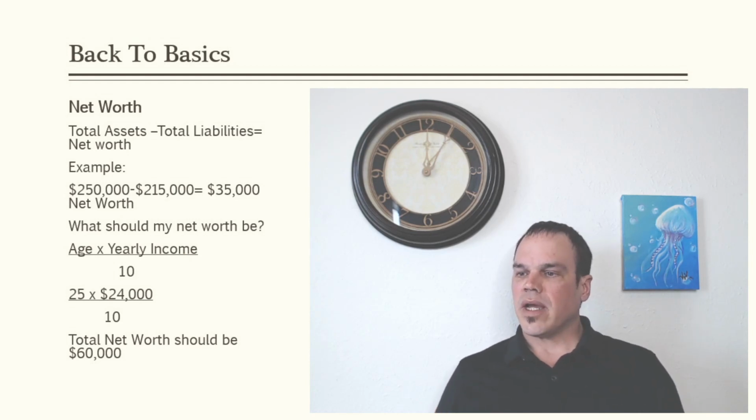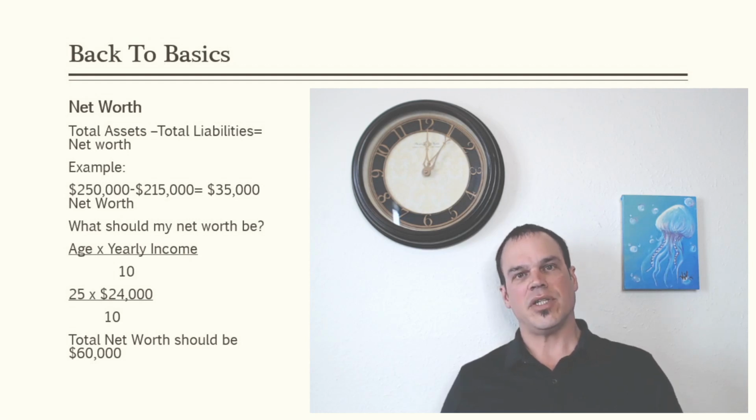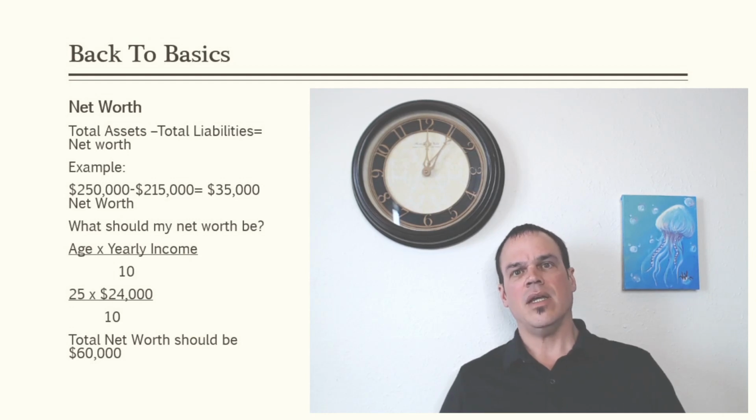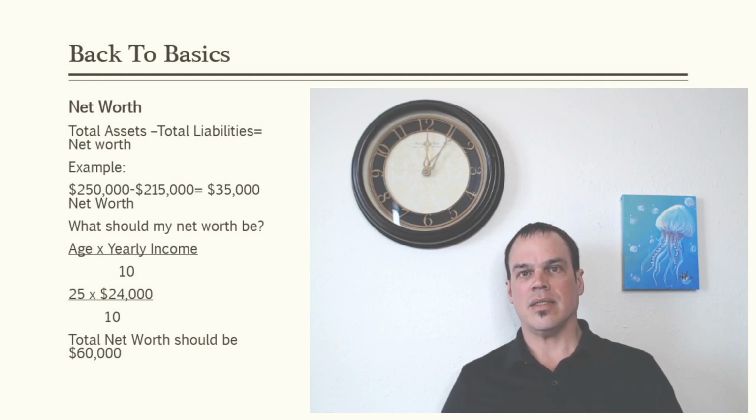So the simple way to calculate what your net worth should be at any age is you take your age times your yearly income and then you divide it by 10. So that just kind of gives you a rule of thumb at your age where you should be. As you get later in life, obviously, there's going to be changes in your income and things like that. So, that's not necessarily the be all and end all rule, but it is a good rule of thumb.